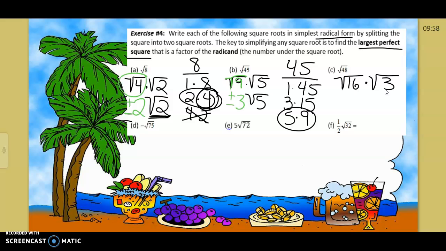The square root of 16, like we said, is 4. That's why we chose to use 16. And it could be a positive or a negative 4. And then we still have the square root of 3. Okay? I'll complete that process with you one more time using the calculator for letter D.